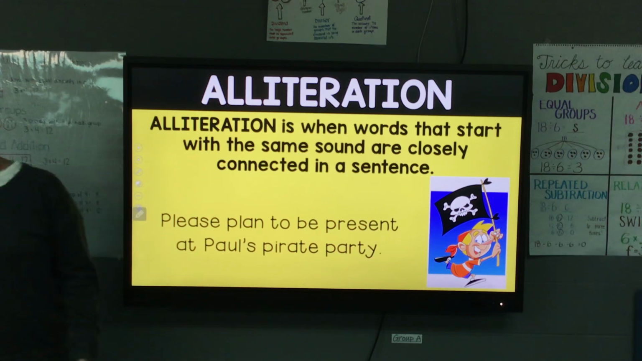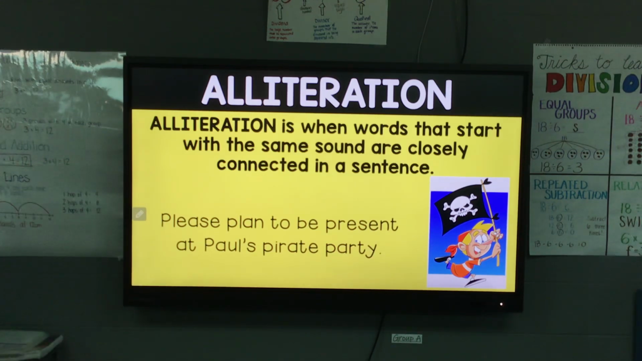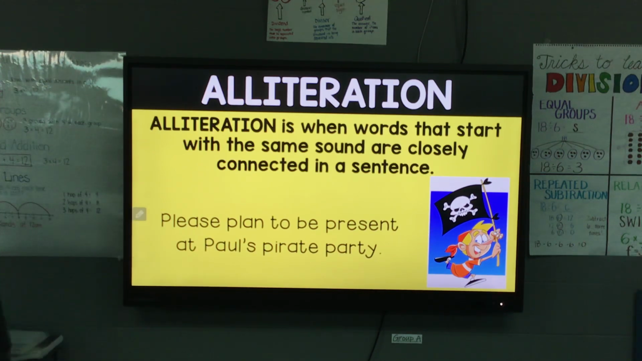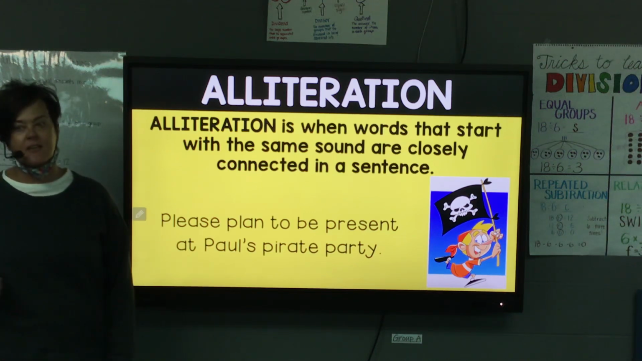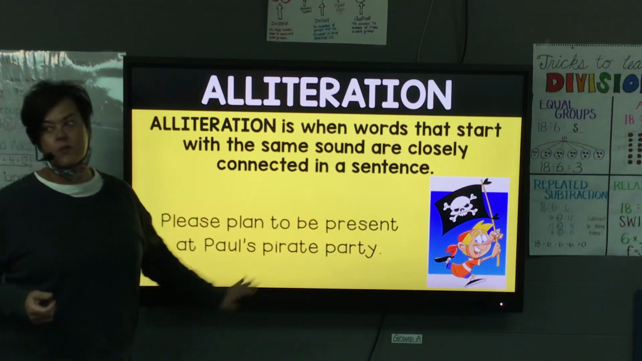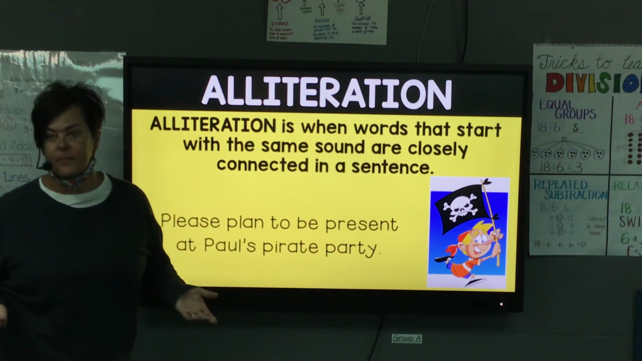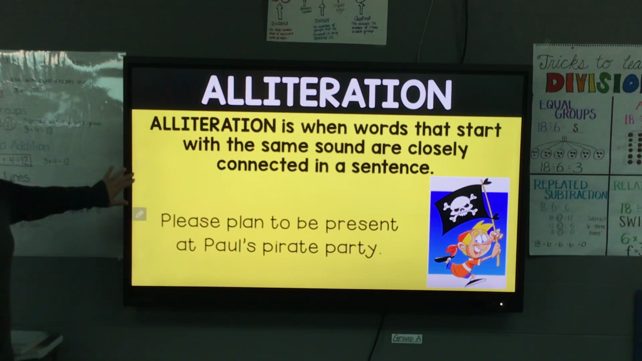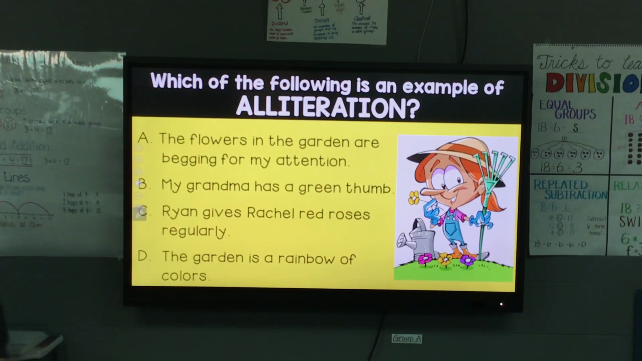All right, now alliteration is when words that start with the same sound are closely connected in a sentence. Please plan to be present at Paul's pirate party. What do a lot of those words begin with, everybody? P. Yeah, that P sound, right? I think this one will be easy. The flowers in the garden are begging for my attention. My grandma has a green thumb.